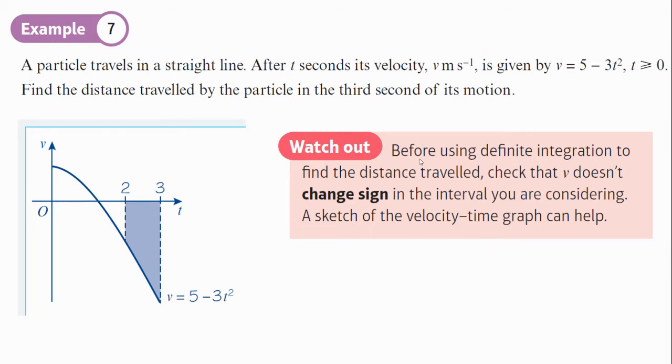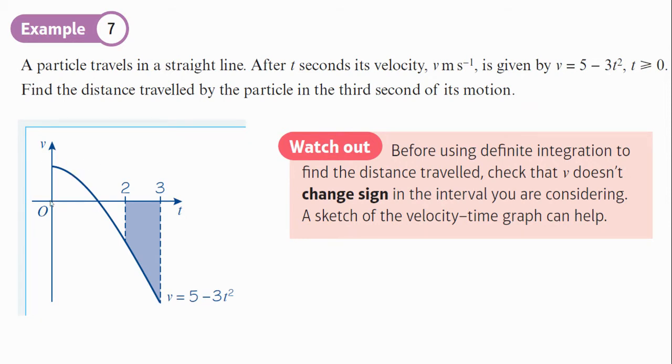Now, sometimes if it's a tricky question, they could ask you how far has it traveled in the first 3 seconds of its motion? And then I'd have part of the area above and part of the area below the axis, and that's going to be calculated differently. In this case, I can just integrate between 2 and 3, and it'll give me a minus number because it's below the axis, but it will tell me the answer, and I can just change the sign of it, and that's my answer.